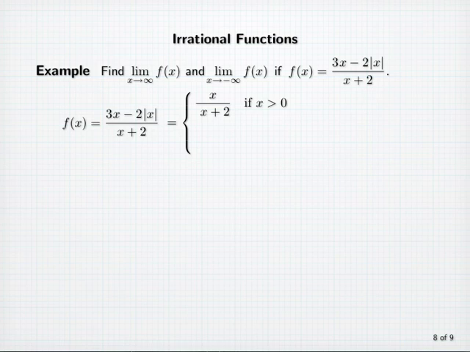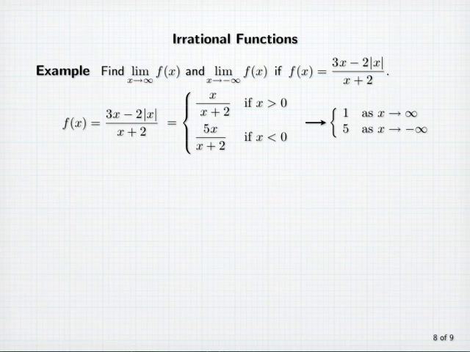If x is negative, then the absolute value of x is equal to minus x, and so the numerator of the fraction equals 3x plus 2x, which equals 5x. Now let's notice that each part is a rational function whose numerator and denominator have the same degree. So the limit as x goes to plus infinity is equal to the limit as x goes to infinity of x over x plus 2, which will equal 1, the ratio of the leading coefficients. As x goes to negative infinity, the limit of f of x is the same as the limit of 5x divided by x plus 2, which will be 5 divided by 1, equals 5.